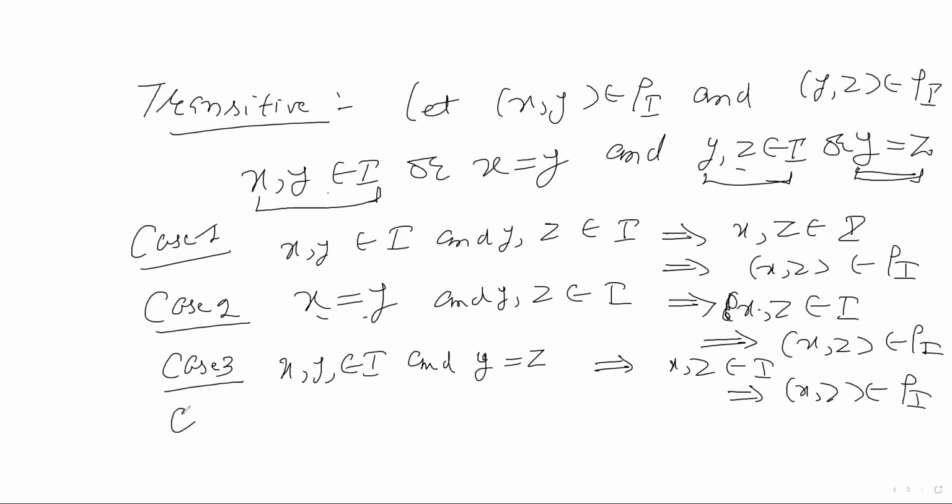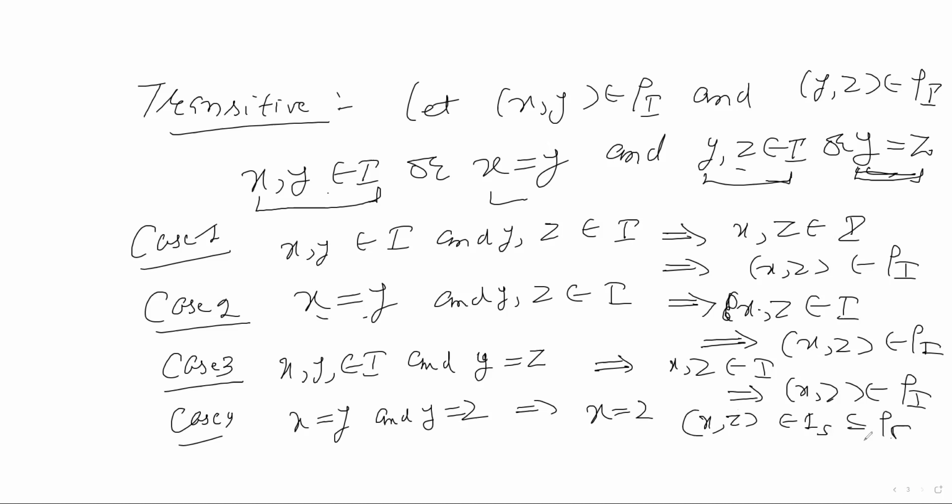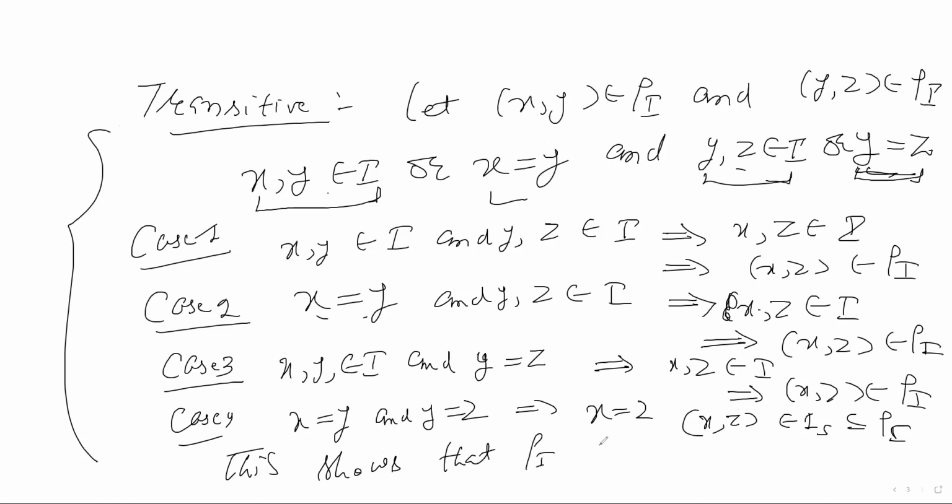And the last case is that x is equal to y and y is equal to z, and this means that x is the same as z. So you can say that x comma z belongs to the identity relation, which is a subset of rho I. So in all the cases you have the transitive property. This shows that rho I is an equivalence on S.